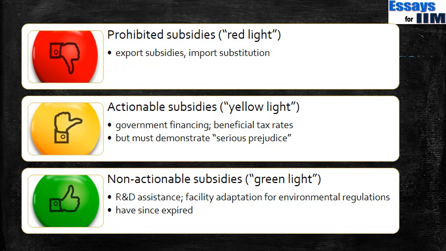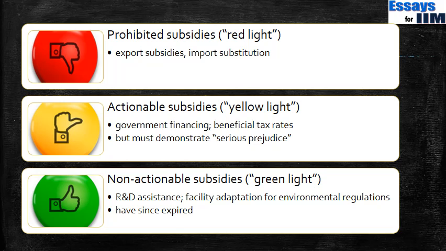Okay, there are three kinds of subsidies. First are totally prohibited subsidies, which are the so-called red lights. So you cannot give a company export subsidies, that okay, you export this much and in return I will give you this much money. Or subsidies for import substitution, that okay, if you produce this product which we are otherwise importing, then we will give you subsidies for each unit of import substituted. That is again something you cannot do.